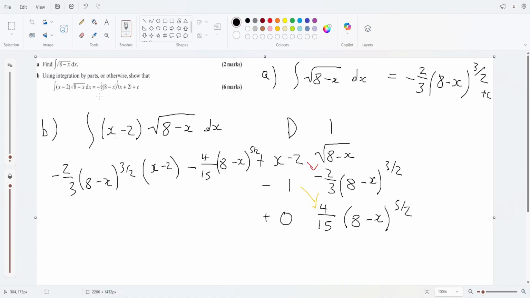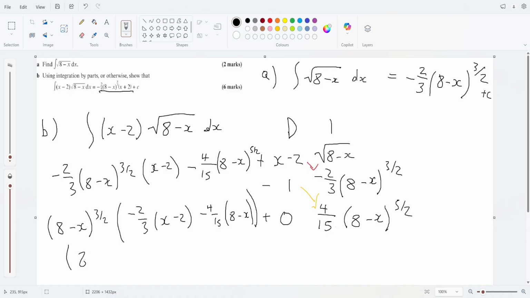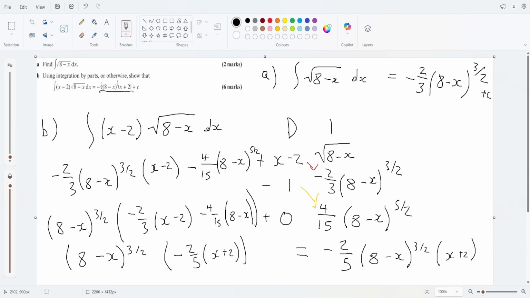But it says it wants it in this form, right? So what we can do is factor out an 8 minus x to the power of 3 over 2. So then this becomes minus 2 over 3, x minus 2, minus 4 over 15, 8 minus x. I am kind of running out of space here, so I'm just going to do this nice and quickly. So if you expand this middle bracket here, you're just going to end up with minus 2 over 5, x plus 2. And then you can just take out the minus 2 over 5 to the front to get it in the form it asks you for. Minus 2 over 5, 8 minus x, 3 over 2, x plus 2. And then don't forget the plus c.